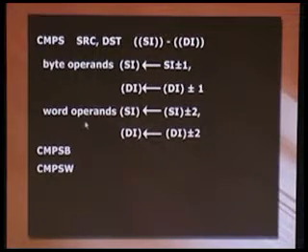Similarly, in the case of word operands, SI is incremented or decremented by 2, DI is incremented or decremented by 2. There are also two more instructions, CMPSB and CMPSW. These are similar to CMPS, except that here whether it is a byte oriented operand or word oriented operand is clearly present in the instruction. The operation is the contents of destination are subtracted from the contents of source, and it affects all the condition flags. Regarding the addressing and other details, it is exactly the same as the previous instruction, MOVS.